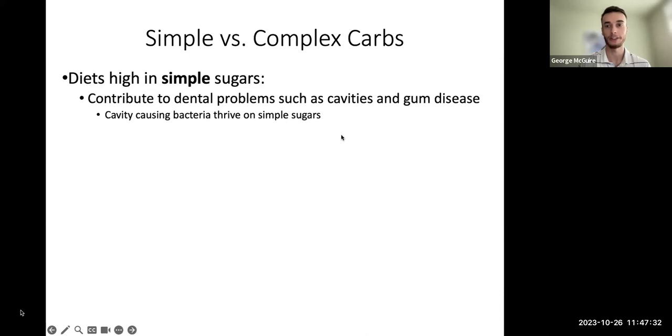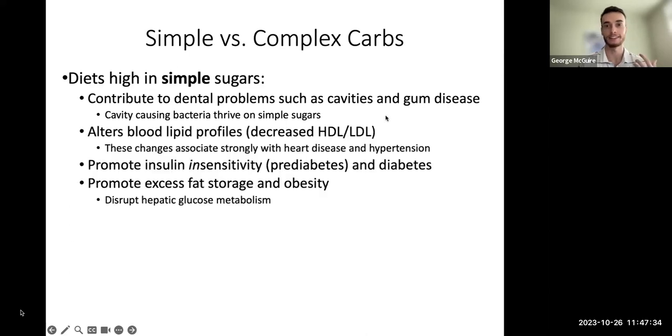And so these bacteria are going to thrive and thus produce more of that bacteria and thus increase problems like cavities and gum disease. Having higher amounts of simple sugars in our diet also alters our blood lipid profiles.